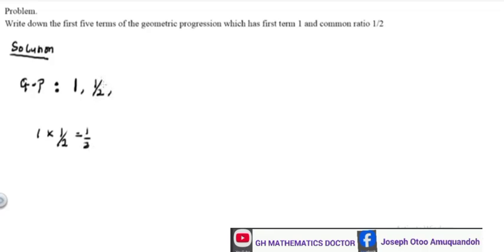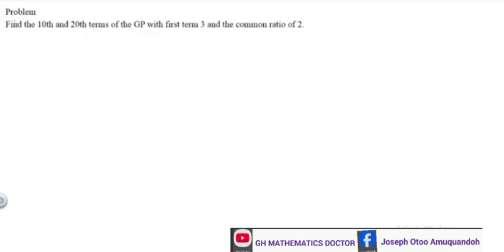So our next term is 1 over 2. Then we continue to multiply the preceding term by 1 over 2 again. That will give you 1 over 4. Continue to multiply 1 over 4 by the constant again, which will be 1 over 8. Then continue to multiply by 1 over 2 again. That will be 1 over 16. So these are the 5 terms the question is asking us to find.